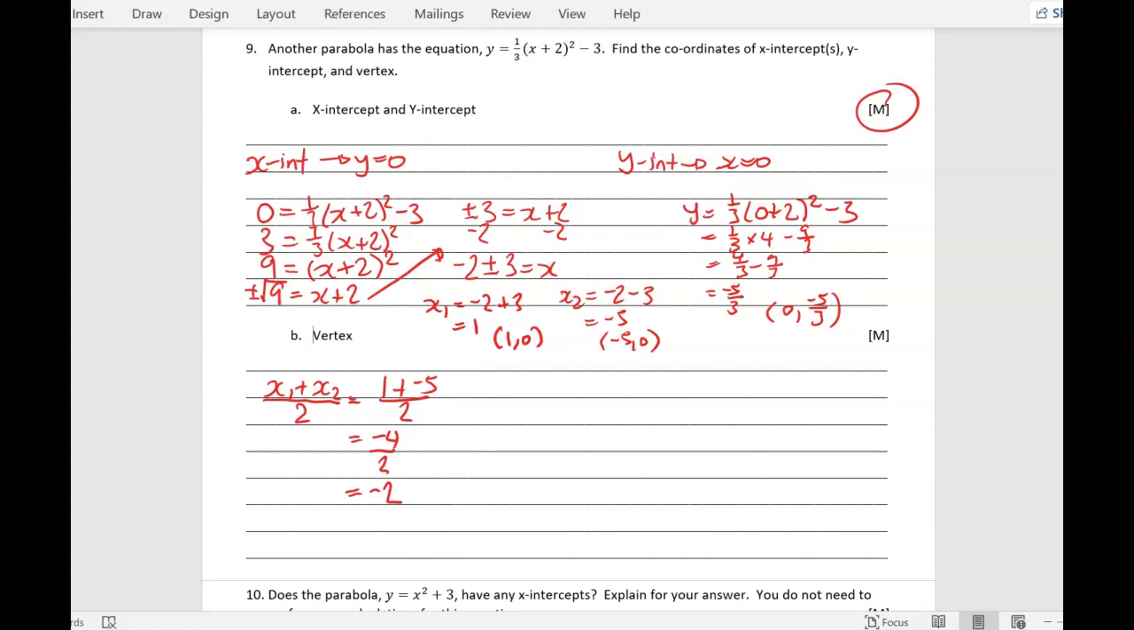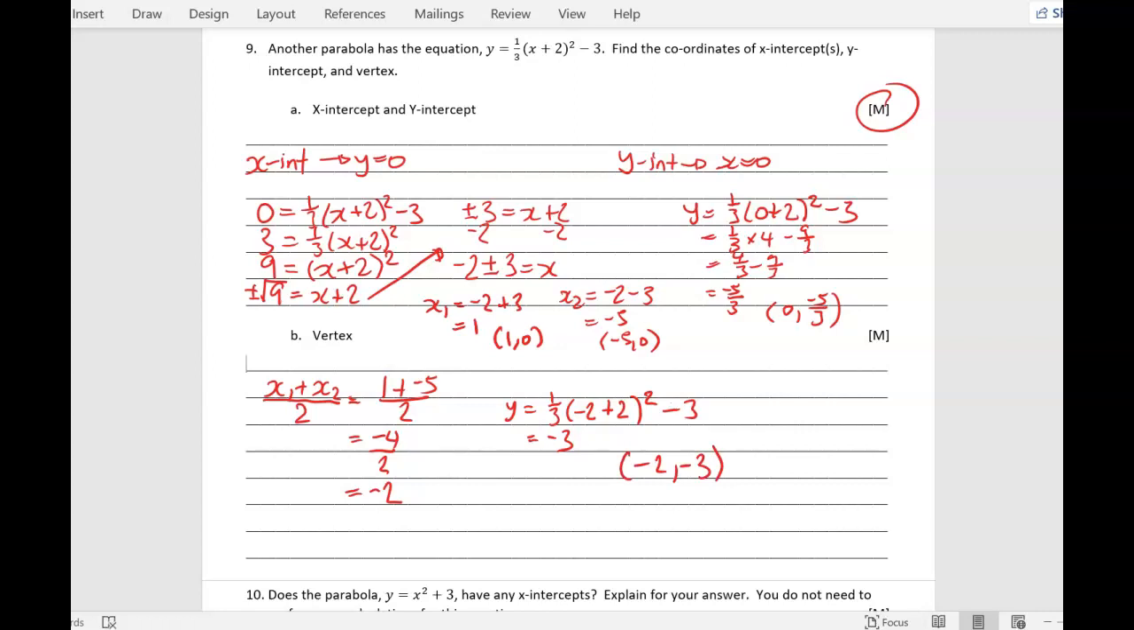So we've done that. We're now going to substitute to find the y equivalent to that. So y is going to be 1/3 of (negative 2 plus 2) squared minus 3. That negative 2 plus 2 is going to be 0. 0 squared, 0. And then 0 times 1/3, still 0, which means that y value is going to be that negative 3 at the end, because everything in front of it is 0, minus 3. And that means our coordinate is (negative 2, negative 3).